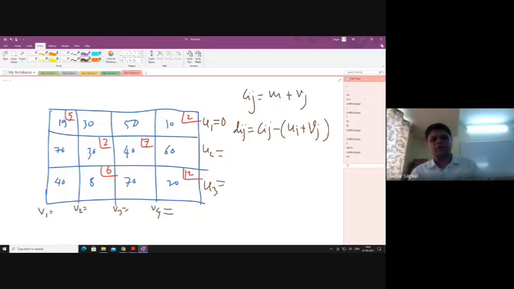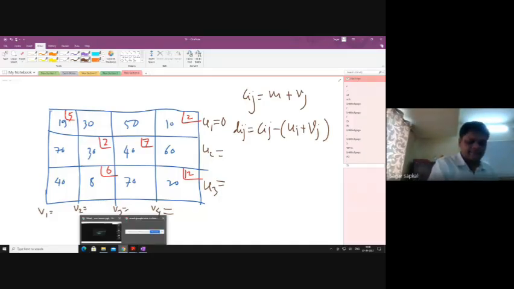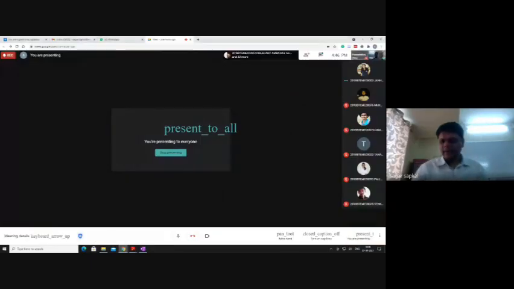You will ultimately reach the same Dij value for all unoccupied cells. So I am starting by taking U1 equal to 0. If someone wants to take V4 as 0, take it, or someone take U2 or V2, and calculate the Dij values. Tell me after you calculate. Okay, do it quickly. Now at this point I will stop presenting. No, stop recording.